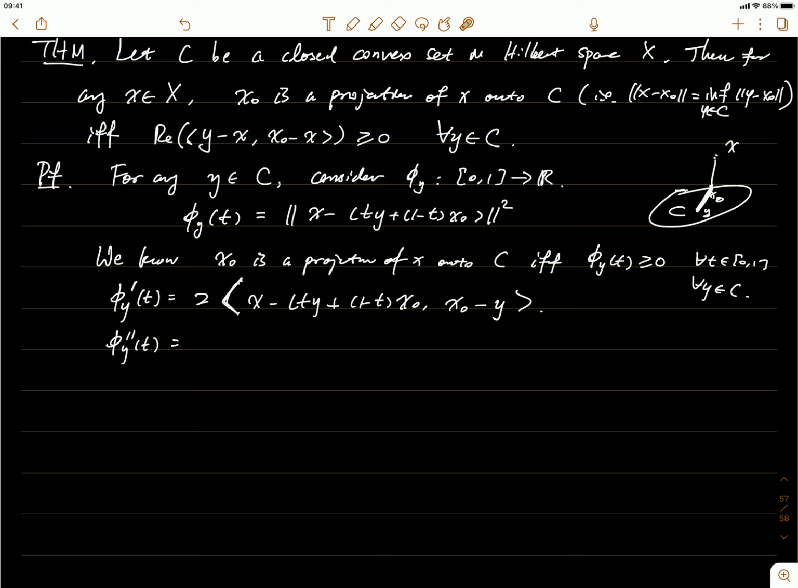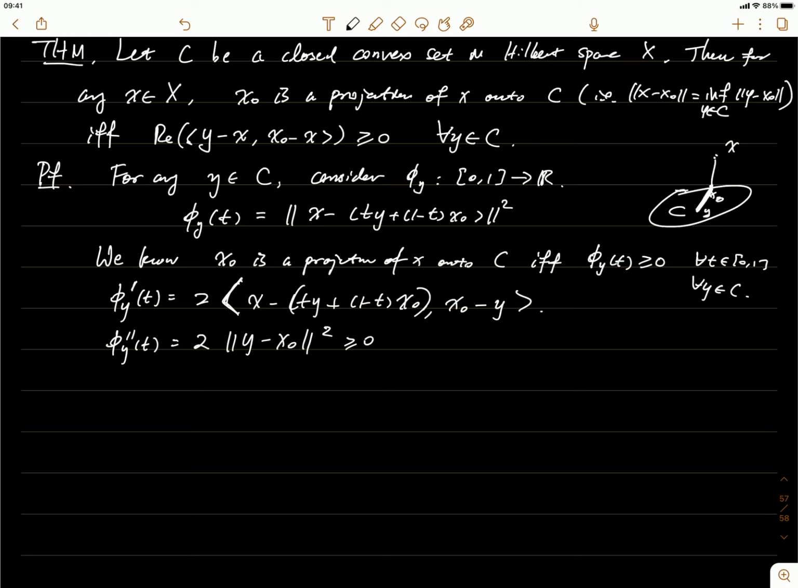okay, so how did I get this? I just break this square. It's just the inner product of something times something, and there's t involved. So I can take the derivative with respect to t one more time, and similarly here, when I take the derivative, I will get this 2, and then x naught minus y again. So this whole thing will be just the norm of x naught minus y squared, and that is greater than or equal to 0.